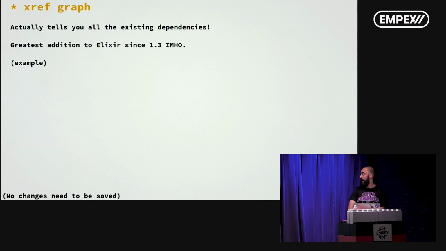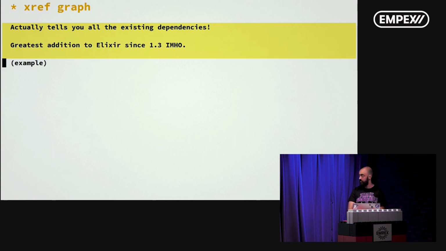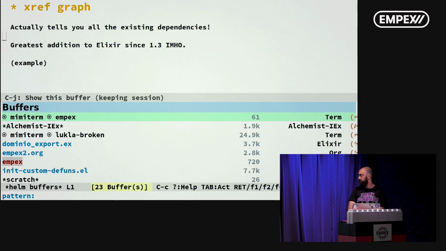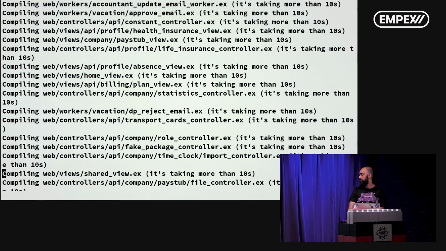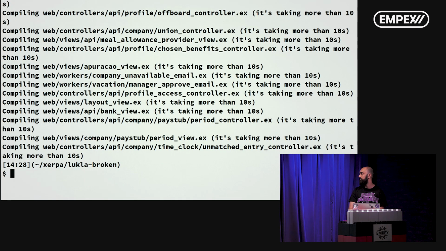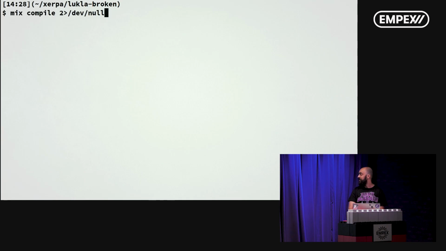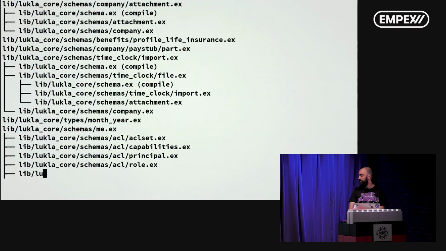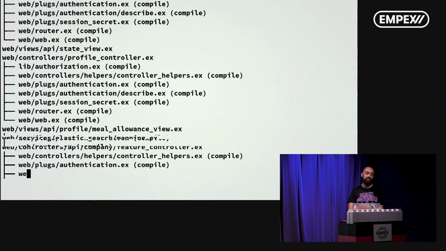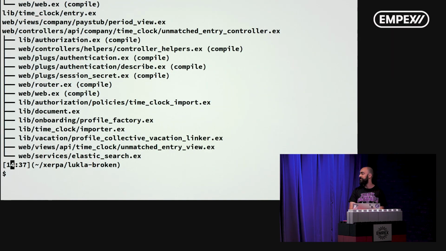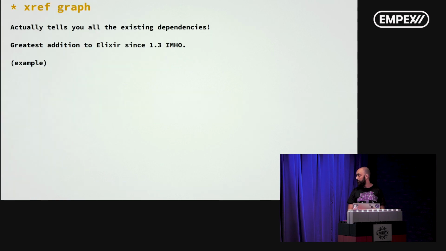tool, which actually tells you all existing dependencies. So I'm going to go to that big project, our whole project. Oh, let's just finish it compiling. And we call mix xref graph, and it will show you all of the dependencies, and you are free to look at them, which is quite hard when you have a big project. But it's quite useful, and we'll look at it in a short.